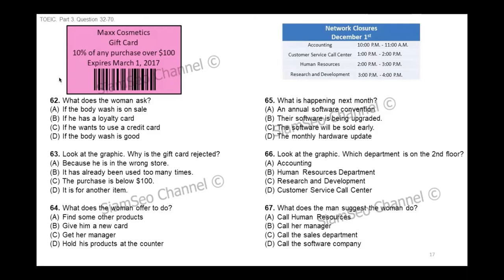Number 62. What does the woman ask? Number 63. Look at the graphic. Why is the gift card rejected? Number 64. What does the woman offer to do?